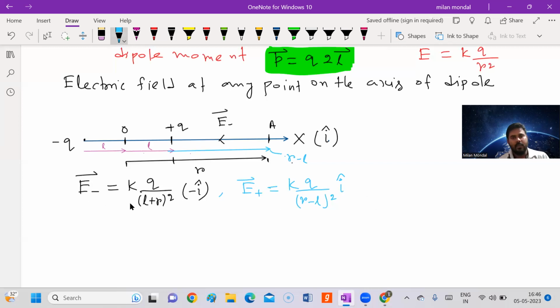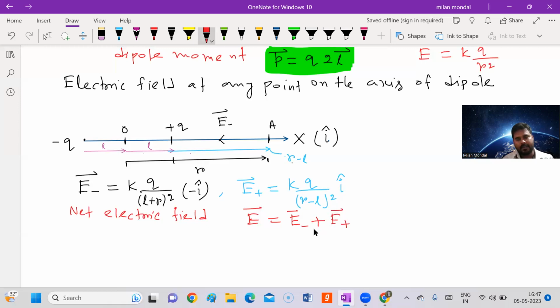Here we are getting electric fields, which are vector quantities. So for two charges, we have got two electric fields. And from two vector quantities, we know how to find the total electric field. That will be the vector addition of these two. So you can write the net electric field E equals E minus vector plus E plus vector.